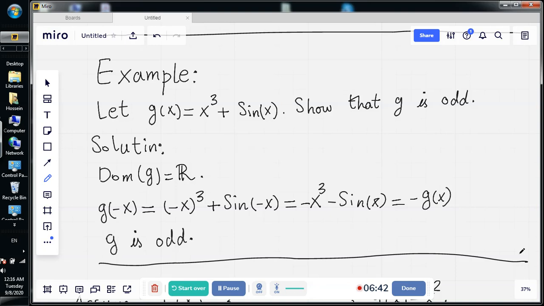Now we need to check whether or not g of negative x is equal to negative g of x. Okay, we start with forming g of negative x, which is plugging in negative x instead of x. So g of negative x is negative x to the 3 plus sine negative x, which is equal to negative x to the 3 minus sine x. But this is equal to negative g of x, so g is odd.